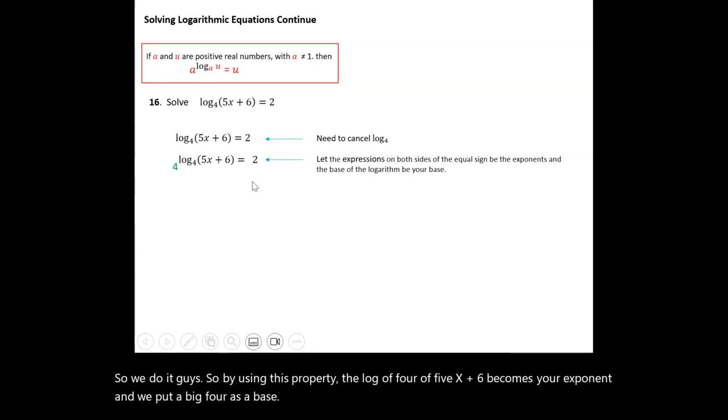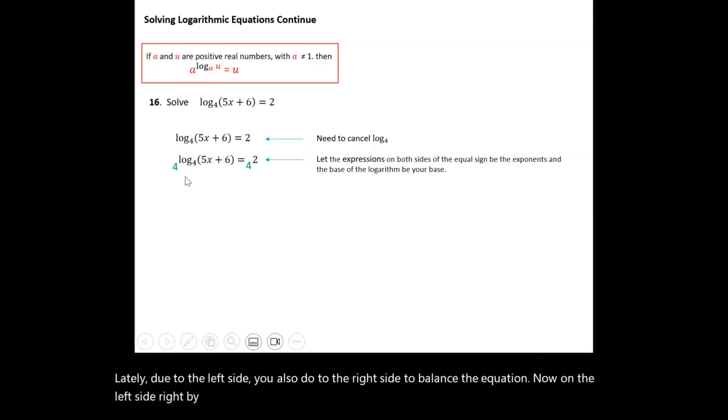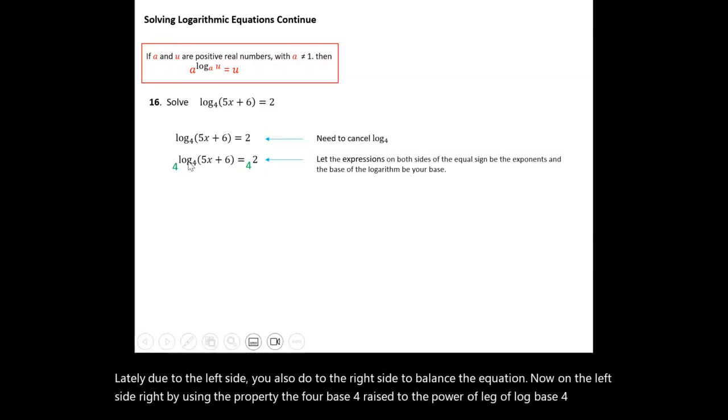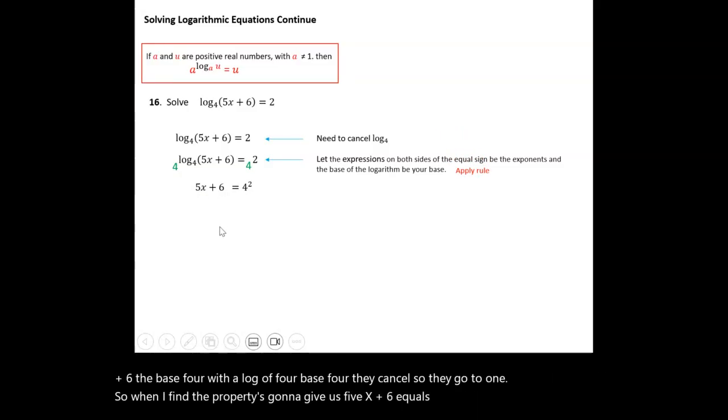Right? When you do it to the left side, you also do it to the right side to balance the equation. Now on the left side, by using the property, the 4 base 4 raised to the power of log base 4 of 5x plus 6, the base 4 with the log of 4 base 4, they cancel. So they go to 1. So by applying the property, it's going to give us 5x plus 6 equals 4 squared. 4 squared is equal to 16.